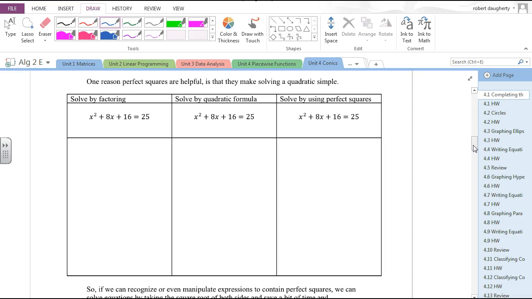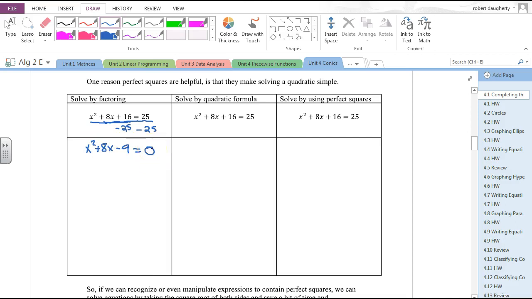So let's talk about 3 different ways we've looked at solving things. Solving by factoring, okay? So if I look at this, can I factor this whole expression? If I want to solve something by factoring, usually I set it equal to what? 0. So that would mean I would subtract 25 from both sides. So I get x squared plus 8x minus 9 equals 0.